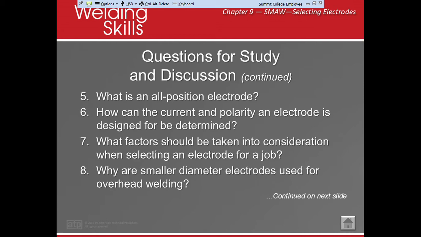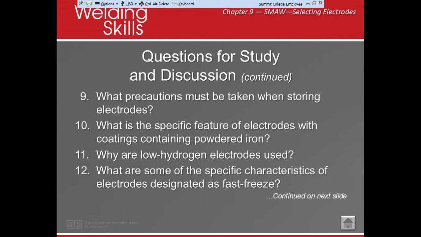Why are smaller diameter electrodes used for overhead welding? When making vertical or overhead welds, 3/16 is the largest diameter electrode that should be used because larger electrodes make it too difficult to control the deposited metal. We don't like it to rain on us. All right. What precautions must be taken when we store electrodes? Well, we want to make sure that they're dry at a normal room temperature and a maximum humidity of 50%.